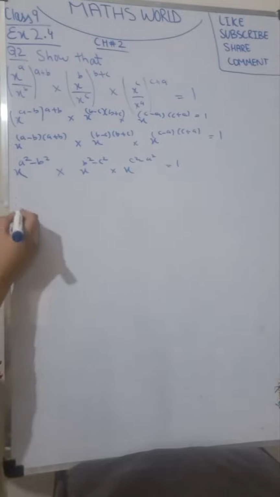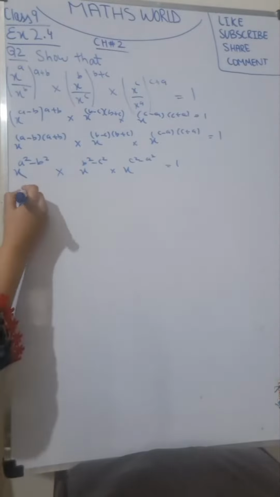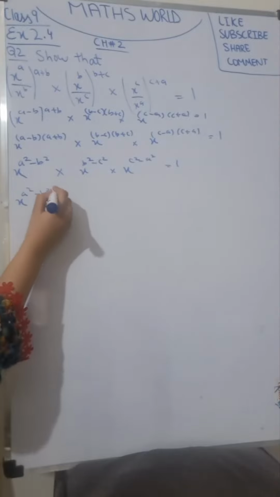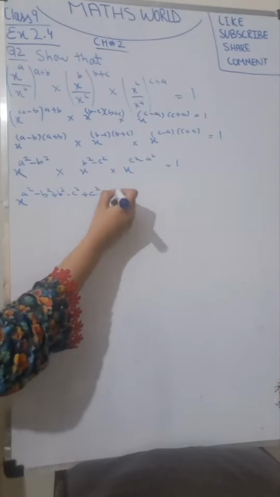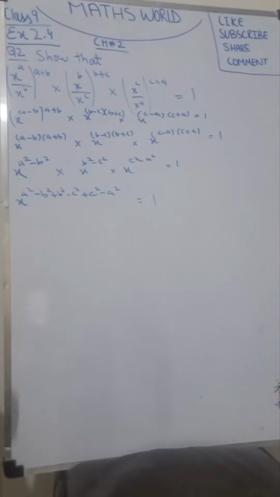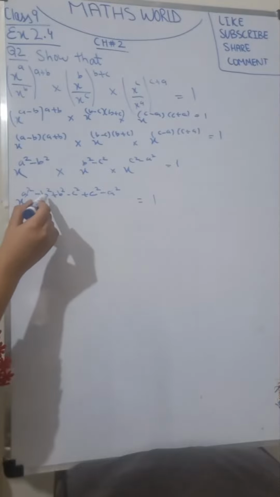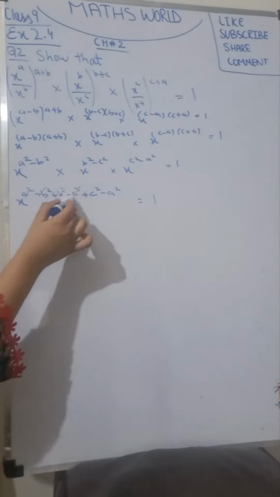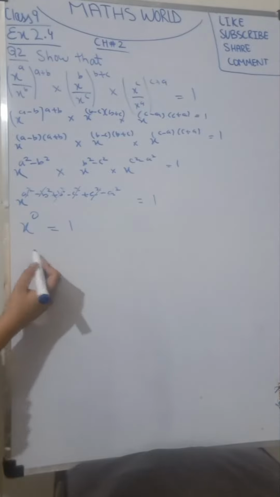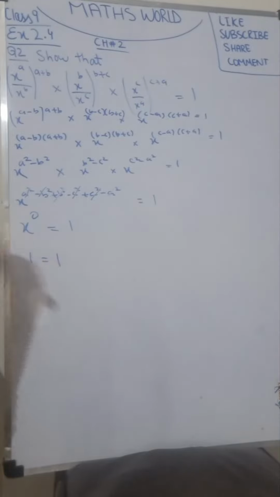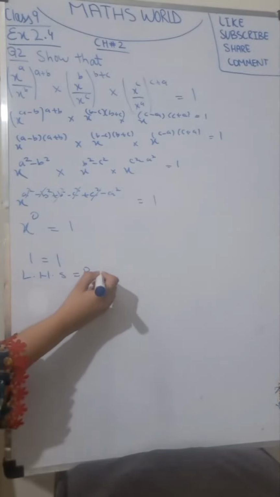Now what you will do? You write all these on one base. x^(a square minus b square plus b square minus c square plus c square minus a square) equals 1. So all this cancels: a square minus a square cancels, b square minus b square cancels, c square minus c square cancels. So x^0 equals 1, and x^0 is equal to 1, so 1 equals 1. So left hand side equals right hand side.